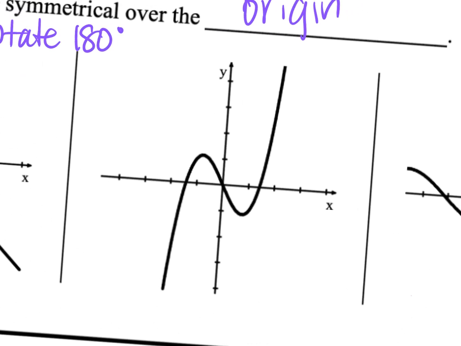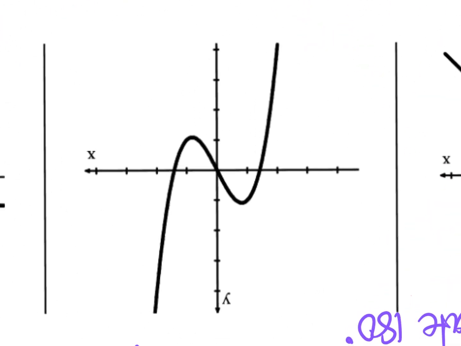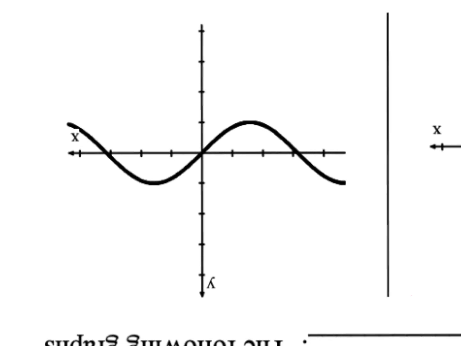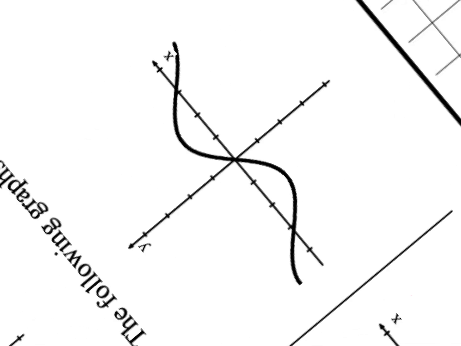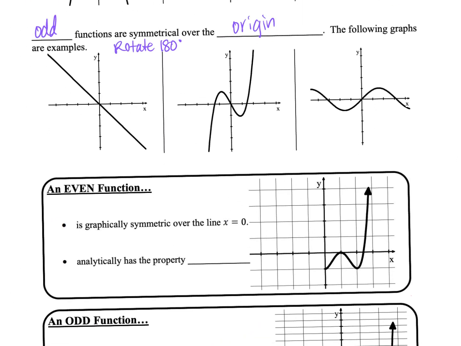How about this cubic graph? This goes up, down, up through the center, up, down, up through the center. That makes it odd. And then finally, this little sine graph that goes up from the origin, if I rotate it 180 degrees, is it going up from the origin? That's what makes it odd. Okay.